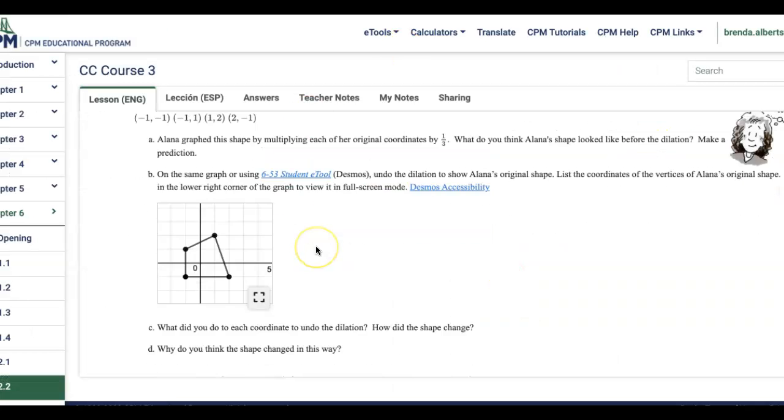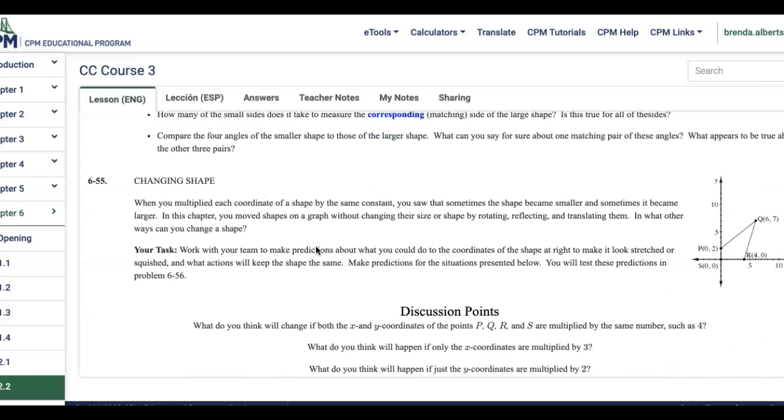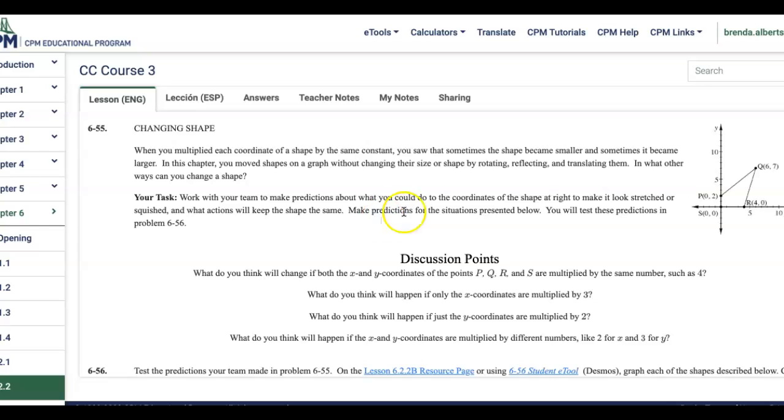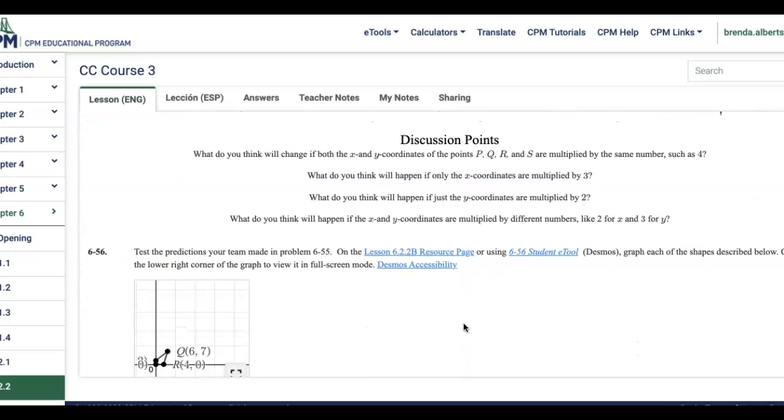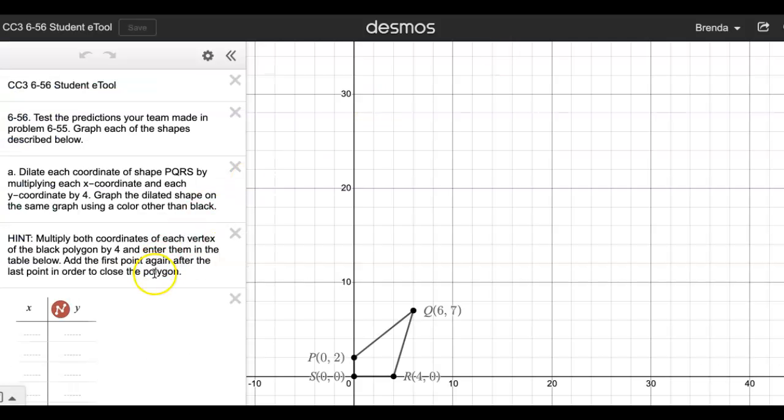The last problem we looked at, first we read through the changing of the shape. We read through all of these things, and we talked with our partners about what you think would happen if we only multiplied the x coordinate by a number, or if we only multiplied the y coordinate by a number. So that takes us to another Desmos activity, which is here, the student tool. So you can click on that and do it alongside me.